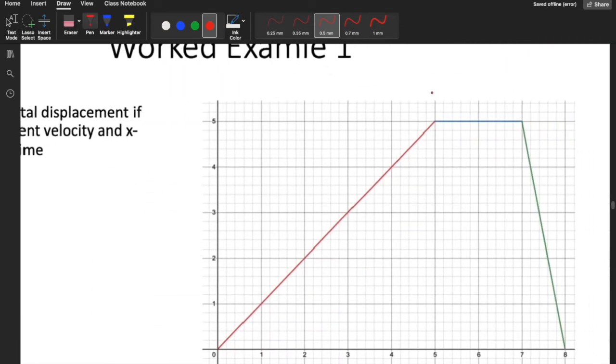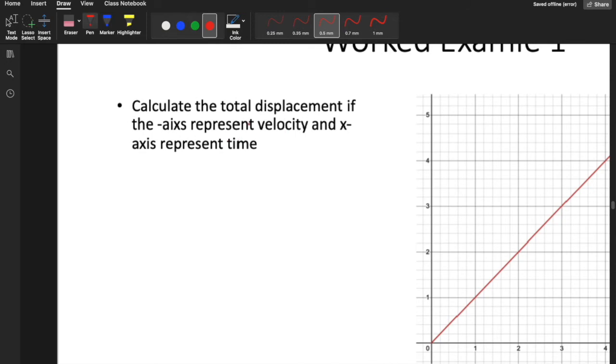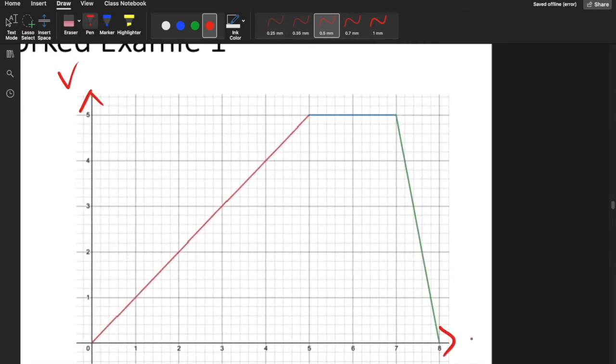So let's do an example real quick. Pause the video and do the problem by yourself. Calculate the total displacement if the y-axis represents velocity and the horizontal axis represents time. Alright, so I'm going to do the problem now. Basically you just need to calculate the area here.